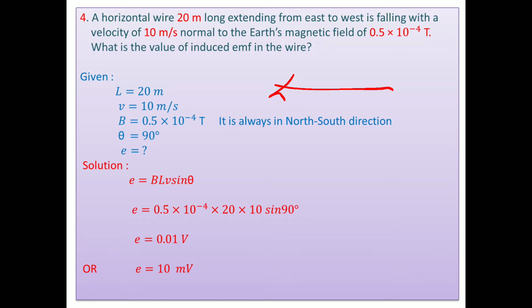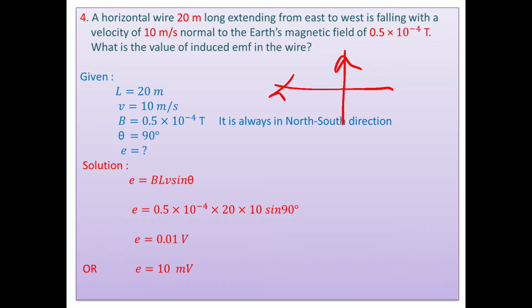Then we know that L equals 20, V is 10, and the Earth's magnetic field is 0.5 into 10 raised to minus 4 Tesla. It is always in the north-south direction, actually south to north. Theta is 90 degrees. Then what is your formula? Straightaway, BLV sin theta. B is 0.5 into 10 raised to minus 4, 20 into 10, sin of 90. Because the length of the rod and the Earth's magnetic field are perpendicular, sin 90 is taken. Thereafter we get 0.01 volt or 10 millivolts. This problem is just similar to the previous one.